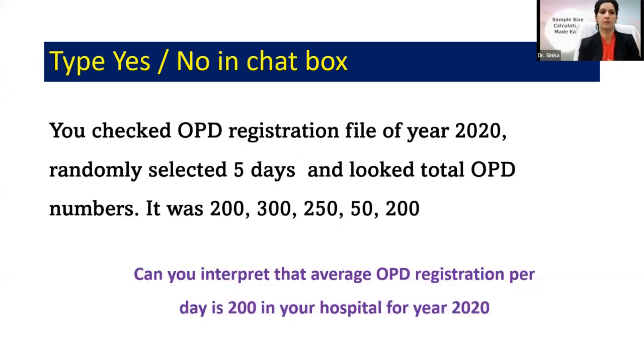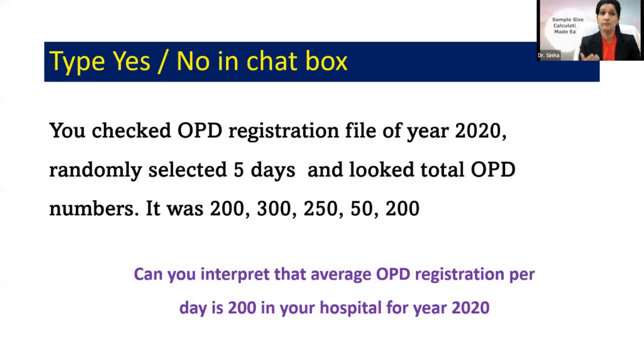Now see this third question. Again, the option is yes or no. You check the OPD registration file for the year 2020 and randomly select 5 days and look at those OPD numbers. It was 200, 300, 250, 50 and 200, any 5 days.